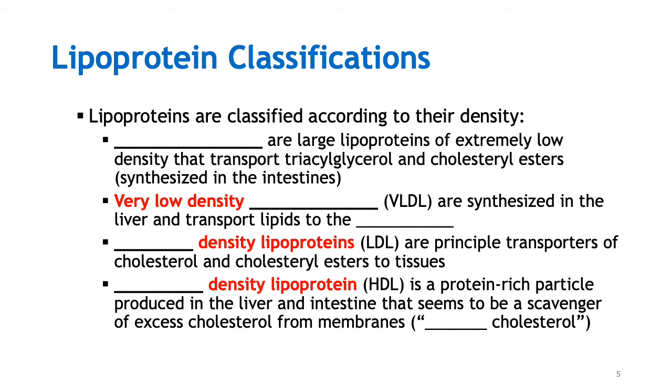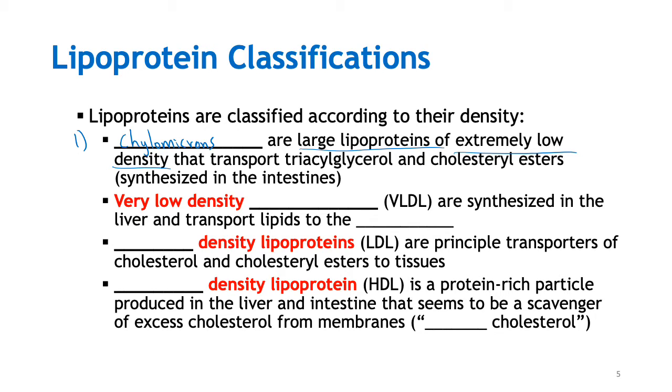So in the previous slide, I introduced what lipoproteins are. Now I'm going to introduce to you the 4 classifications of lipoproteins. First on the list are chylomicrons. These are very interesting lipoproteins. They're very large, and they're of extremely low density. And what that means is that they don't have a large protein component to them.